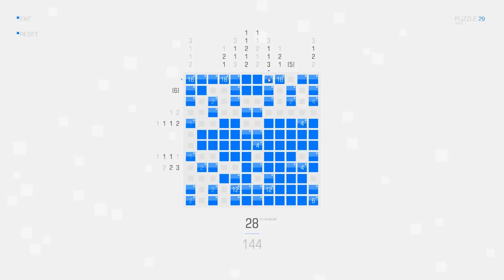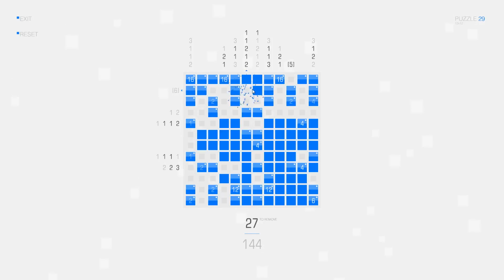How many do I have here? 1, 2, 3, 4. So 9 plus 4, they probably have to connect, would result in 13 squares. So I need 3 more squares, and I can only have them by marking 1 square here in this column, 1 square in this column, and I need this square also. So let's mark it, which completes this row here.